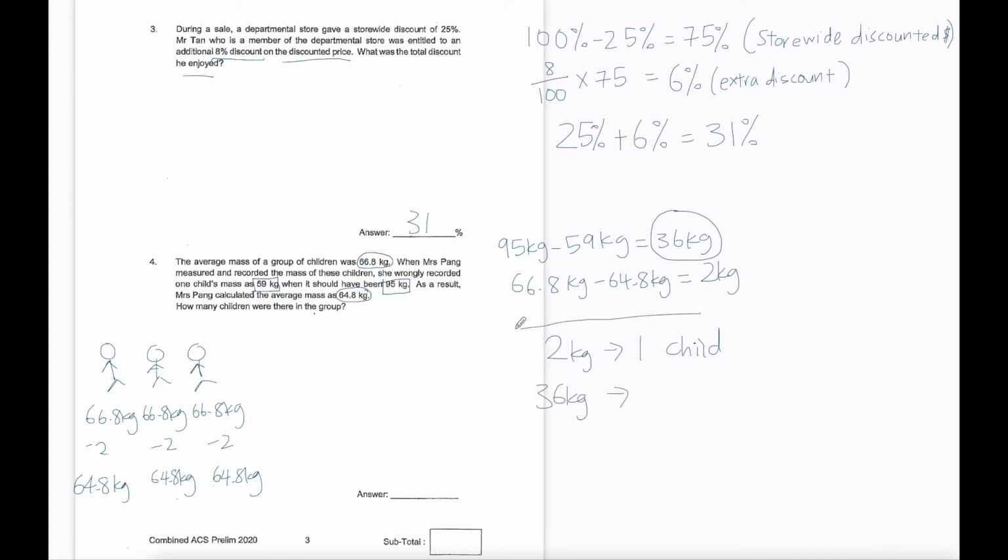Okay, take 1 over 2 times 36. You're going to get 18 children. Yeah, so that's it.